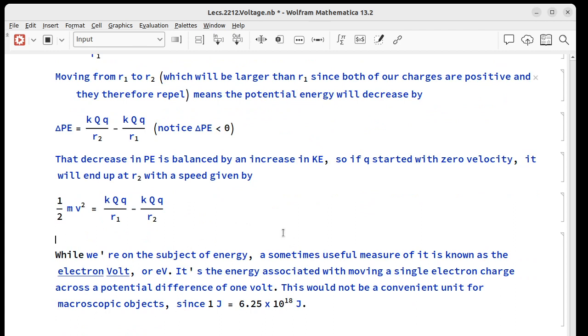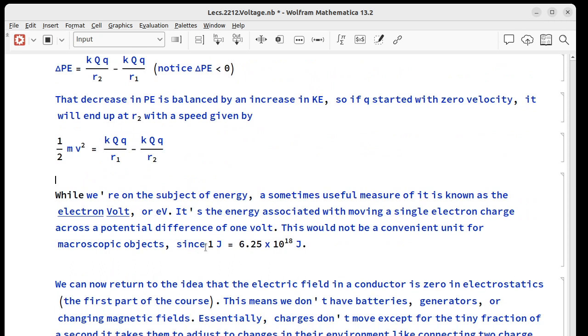While we're talking about energy, though, there's a useful measure of it besides the joule, and it's called the electron volt, or eV. It's the energy we would get with moving a single electron across a potential difference of 1 volt. This is not a good unit for macroscopic objects since 1 joule is about 6 billion electron volts.